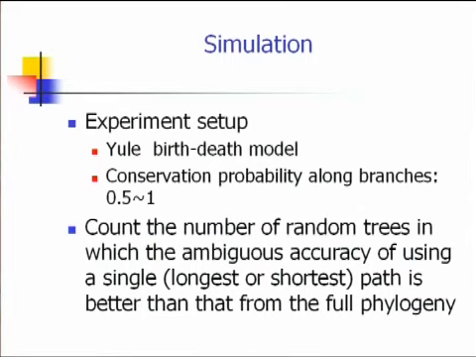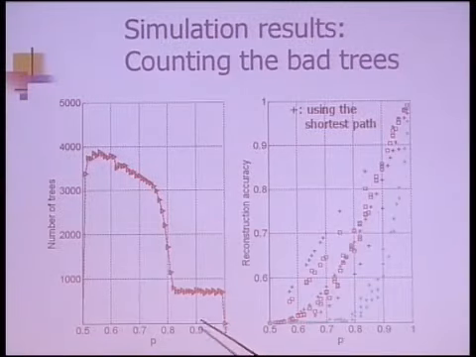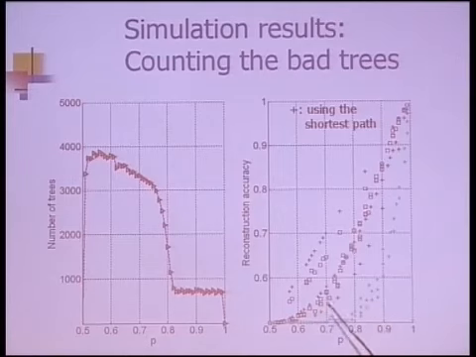This is the counting of the bad trees. You can see that when the conservation probability is smaller, this occurs very often. When the conservation probability is higher, this occurs less. This is the detailed calculation about the accuracy.